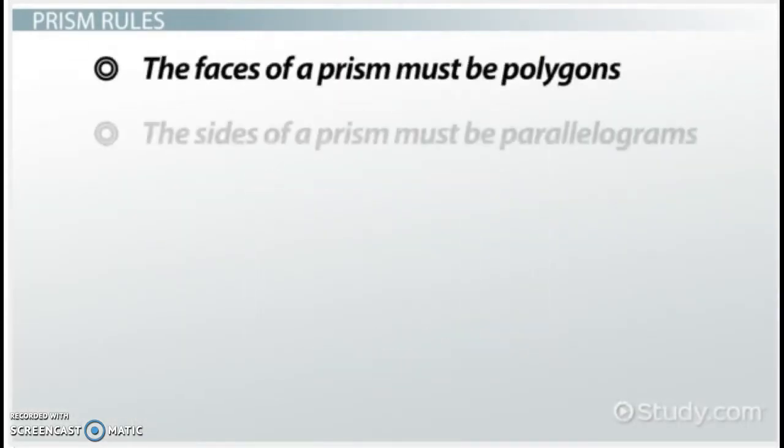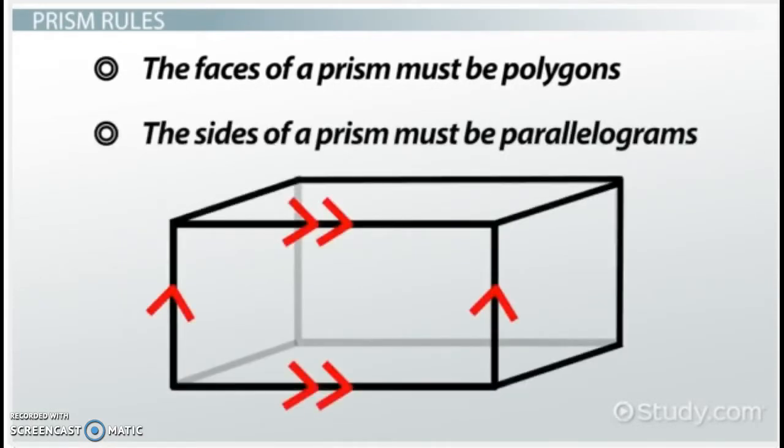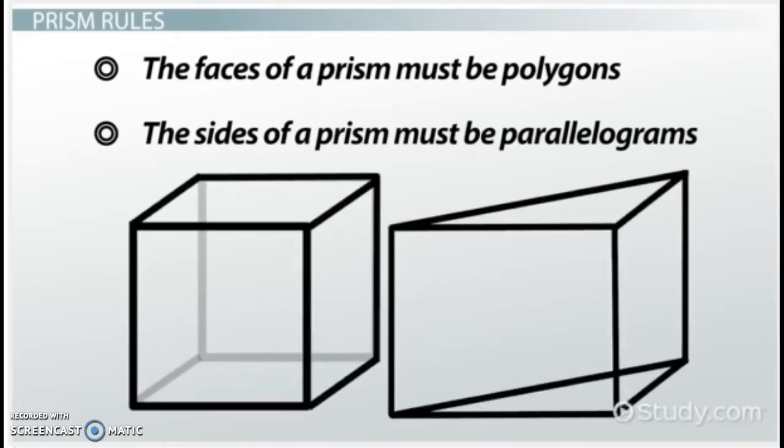Rule 2 states that the sides of a prism must be parallelograms. Parallelograms are quadrilaterals whose opposite sides are parallel. Consider a box and a triangular prism. All of their sides are parallelograms.